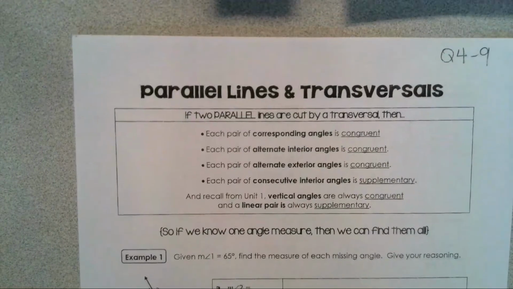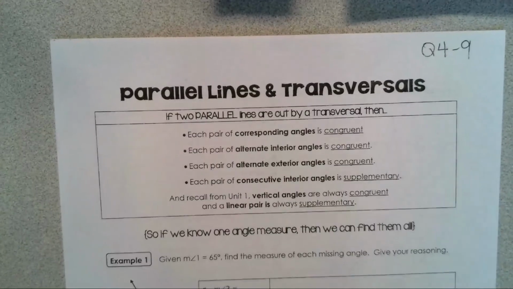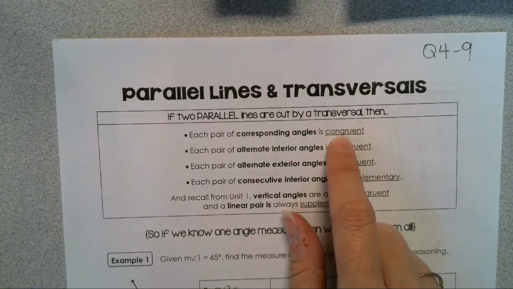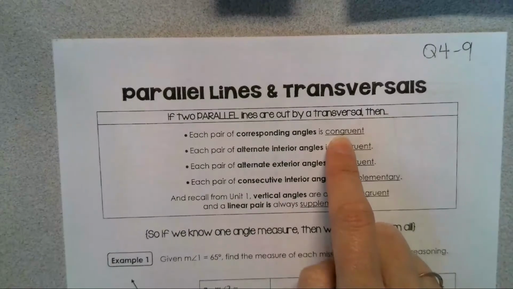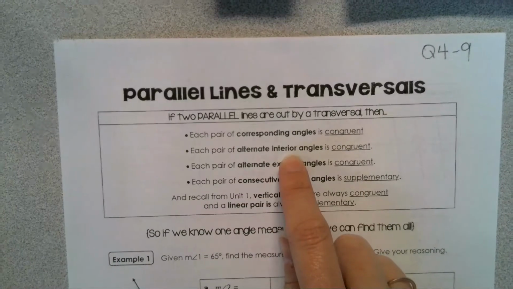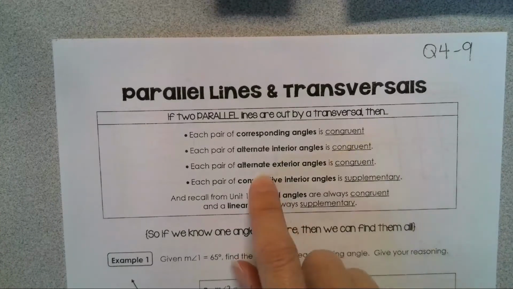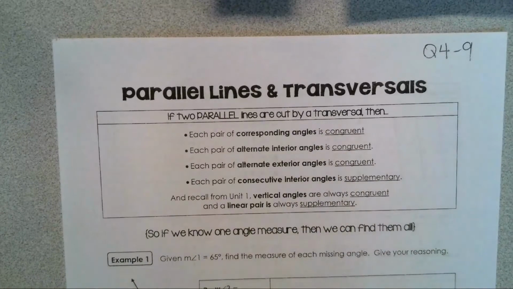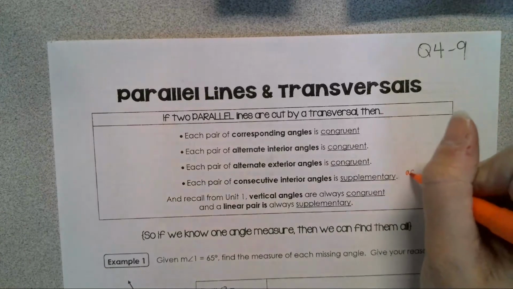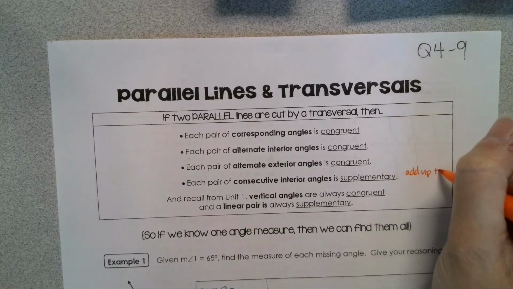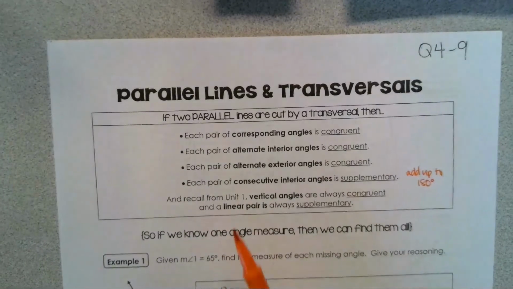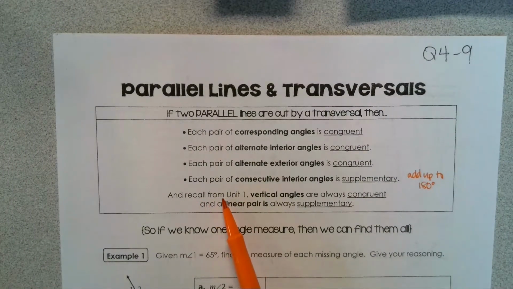And so we know if our lines are parallel and they are cut by a transversal, then corresponding angles are congruent, meaning that they have the exact same measure. Alternate interior angles are also congruent. Alternate exterior angles are congruent, but consecutive interior angles are supplementary. Supplementary means that they add up to 180.